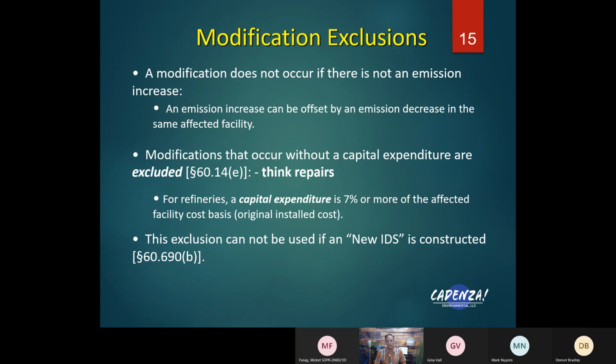So modifications that occur without a capital expenditure are also excluded. So think of repairs. For refineries, a capital expenditure is 7% or more of the effective facility on a cost basis, so the original installed cost. But do note that this exclusion cannot be used if a new individual drain system is constructed. It's specifically in the rule that you can't do that.